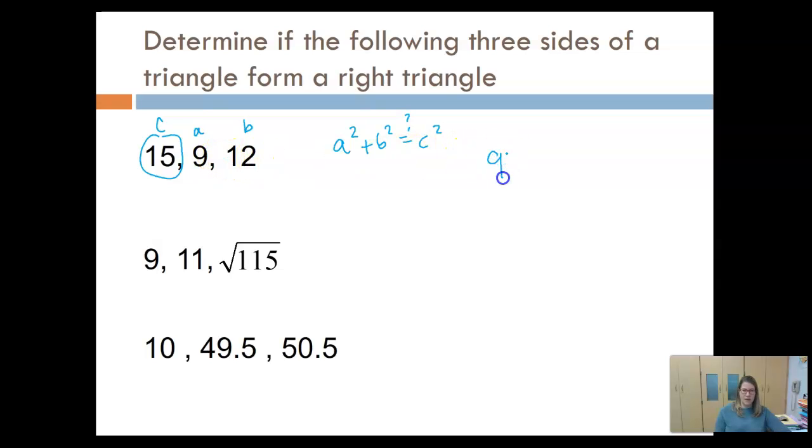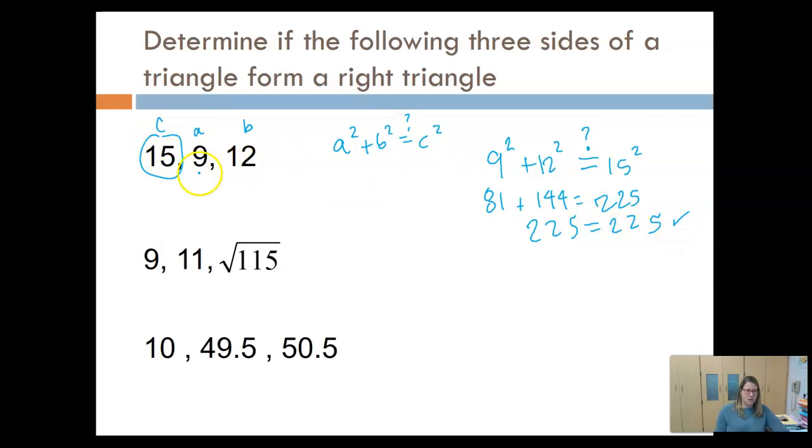So let's do 9 squared plus 12 squared, and we're trying to check, does it equal 15 squared? So 9 squared is 81, 12 squared is 144, and 15 squared is 225. So 144 plus 81, just grabbing my calculator here, equals 225. So because that equals 225, it is a right triangle because, yep, they match. So yes, this is a right triangle.